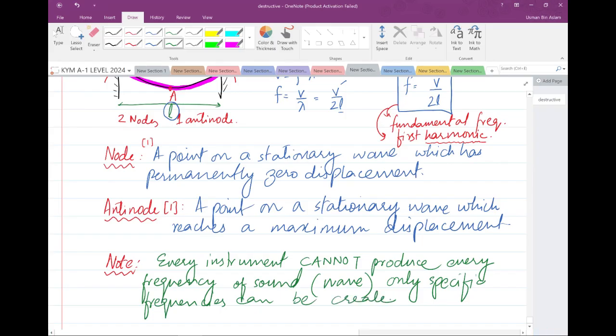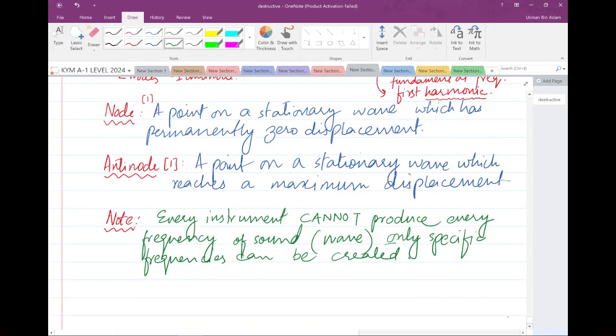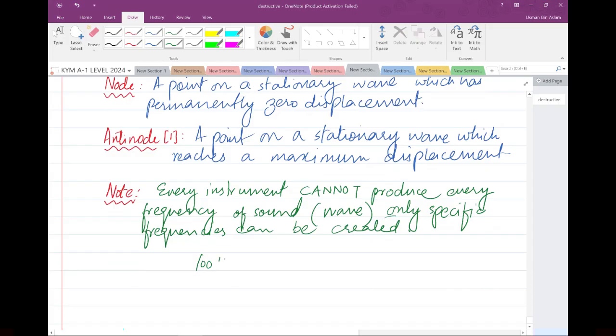For example, if you ask me to create a 100 hertz frequency from this instrument, I can't say for sure if 100 hertz can be produced by that instrument or not. I would first have to use the formula F equals V over 2L, place this 100 hertz over here and check if the length of the string is long enough to create that frequency according to this formula.